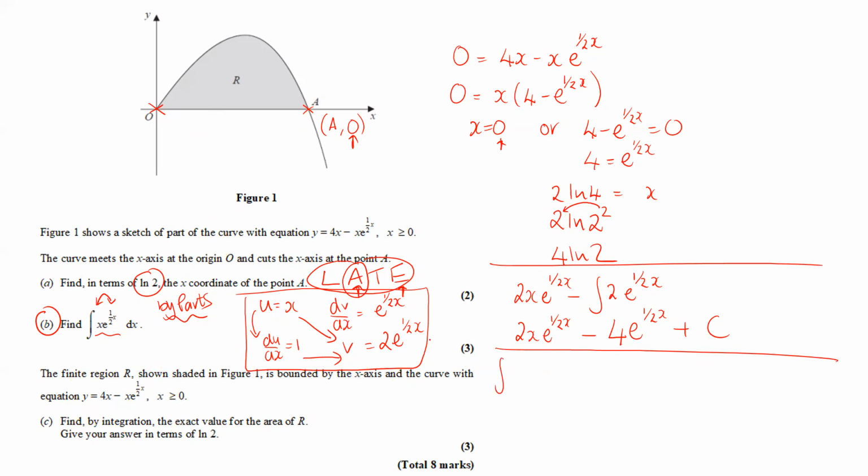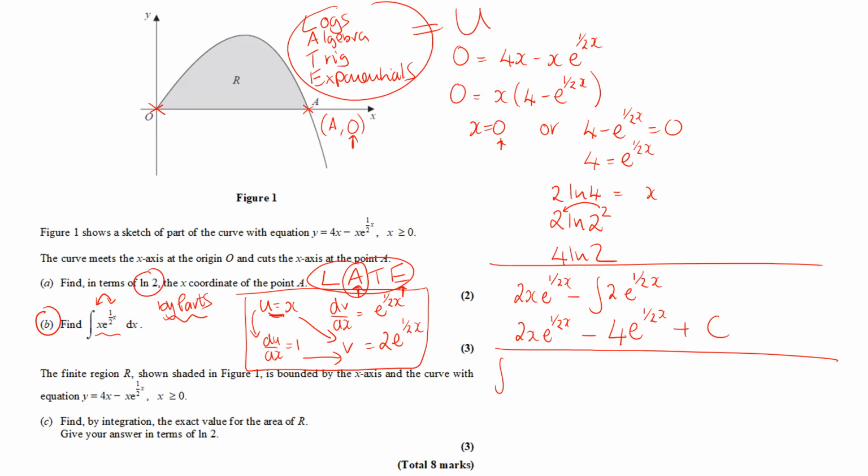Can you explain the acronym again, please? So LATE stands for logs, algebra, trig, and exponentials. How do you know when to use them or which one goes first? This tells you what is going to be u.